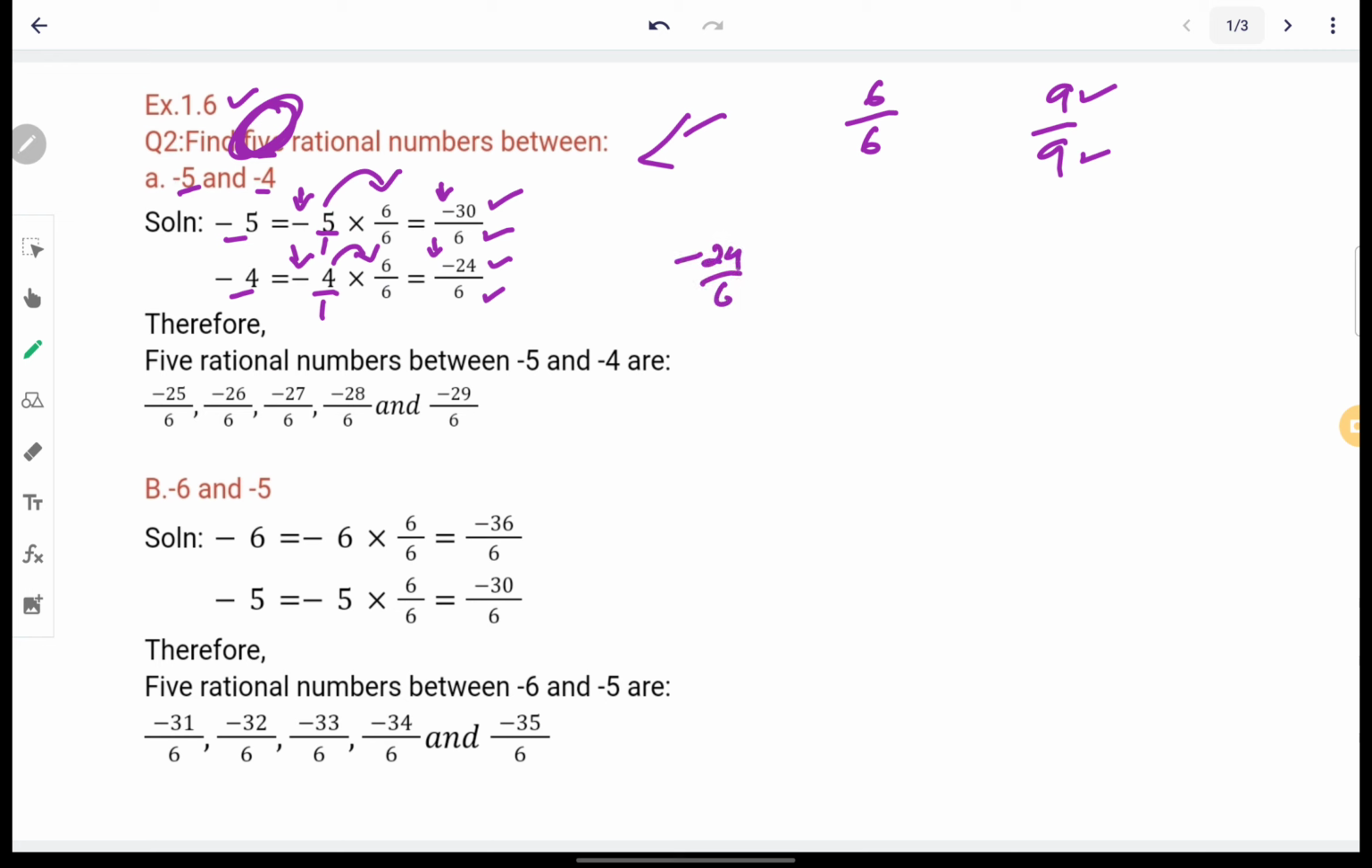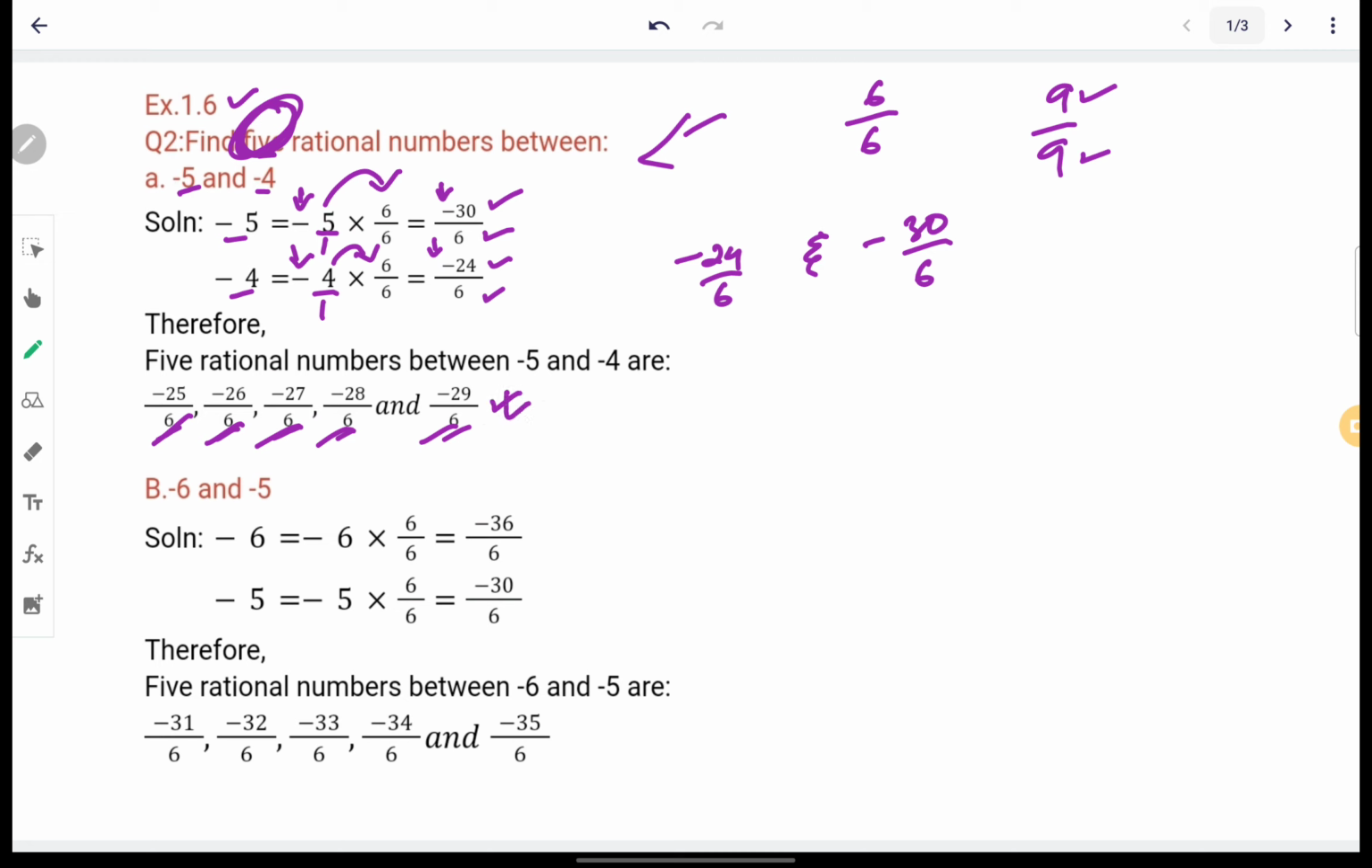So now, once we are done with that, let us try to find 5 rational numbers between minus 24 by 6 and then minus 30 by 6. So if we start, it will be what? Minus 25 by 6, minus 26 by 6, minus 27 by 6, minus 28 by 6, and the last will be minus 29 by 6. So 1 2 3 4 and 5. So these are the 5 rational numbers.